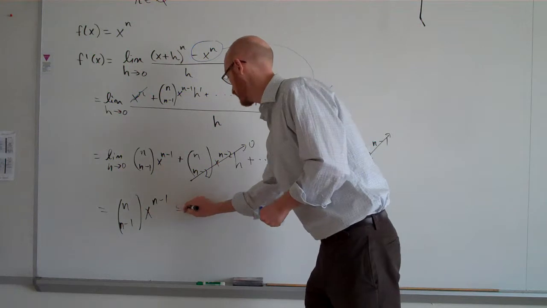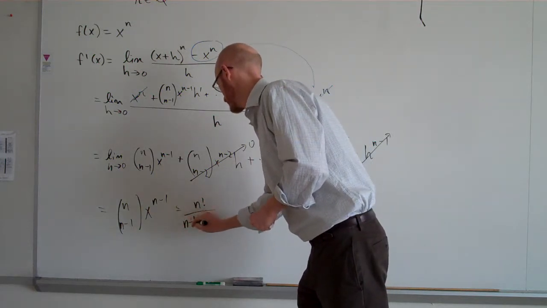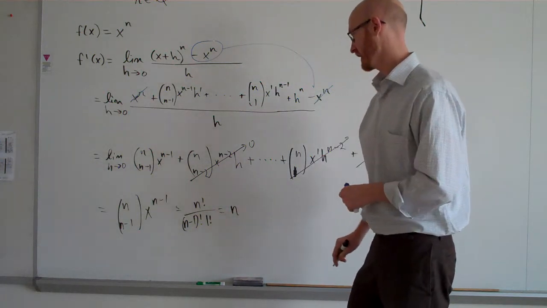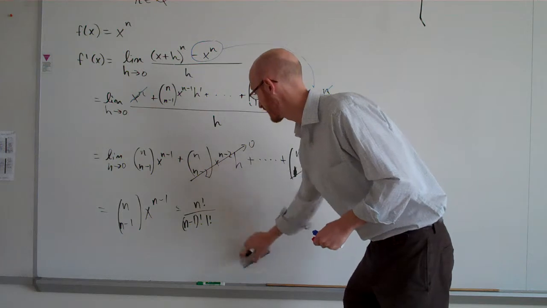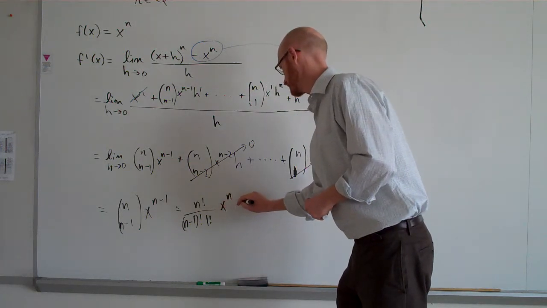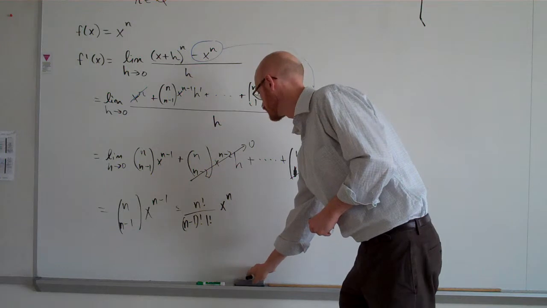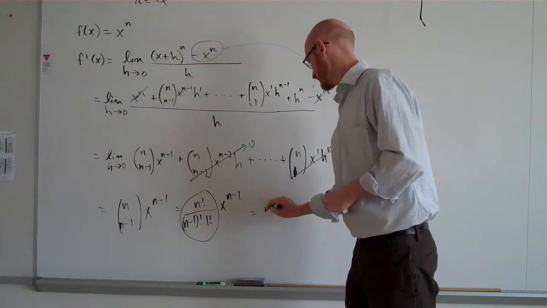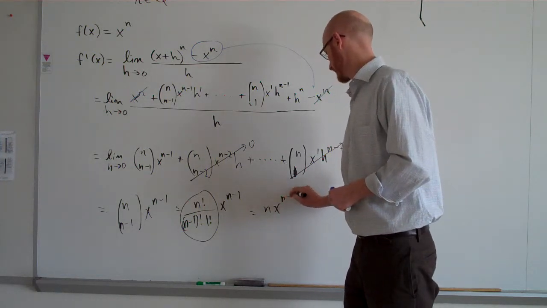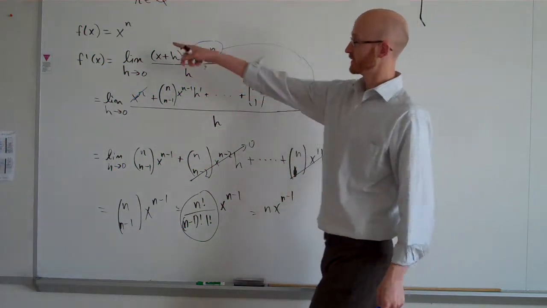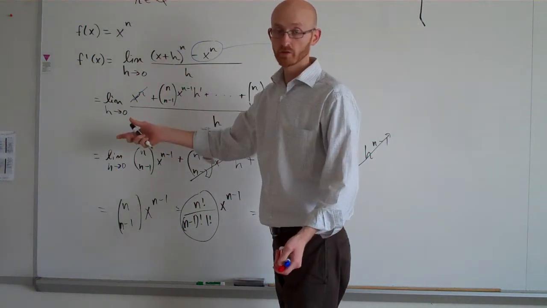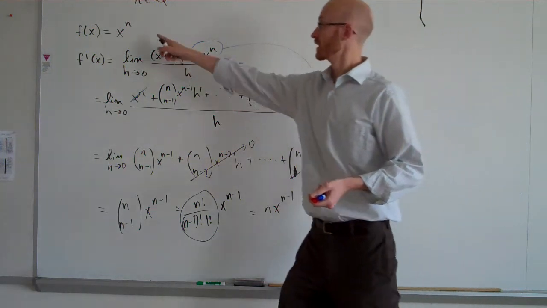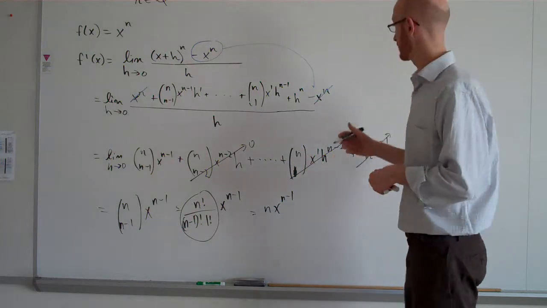Now, n choose n minus 1, that's n factorial over n minus 1 factorial times 1 factorial, and that's equal to just n. Sorry, I didn't write my x to the n. And then this whole expression is equal to n x to the n minus 1. So that's going to be the derivative of x to the n. So if we want to take the derivative of something raised to the nth power, we multiply the entire term by n, and then we raise it to one less power.